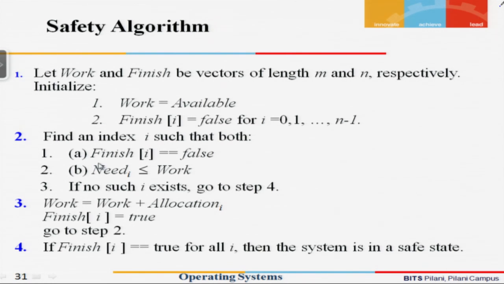At statement number 3, I am saying that if no such i exists, then go to step number 4. Let us see why such a thing would occur, what the various possibilities are. Suppose condition 1, that finish[i] is equal to true for all i, is true. It means that all processes have been checked and everything is true.